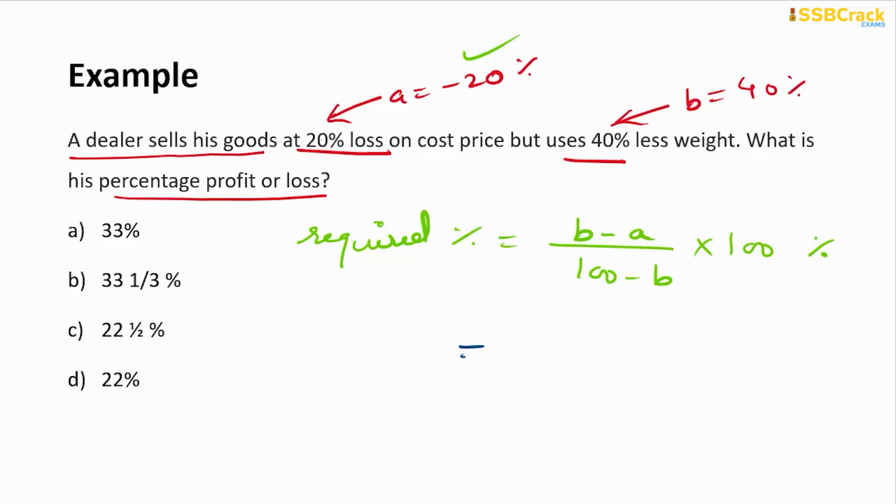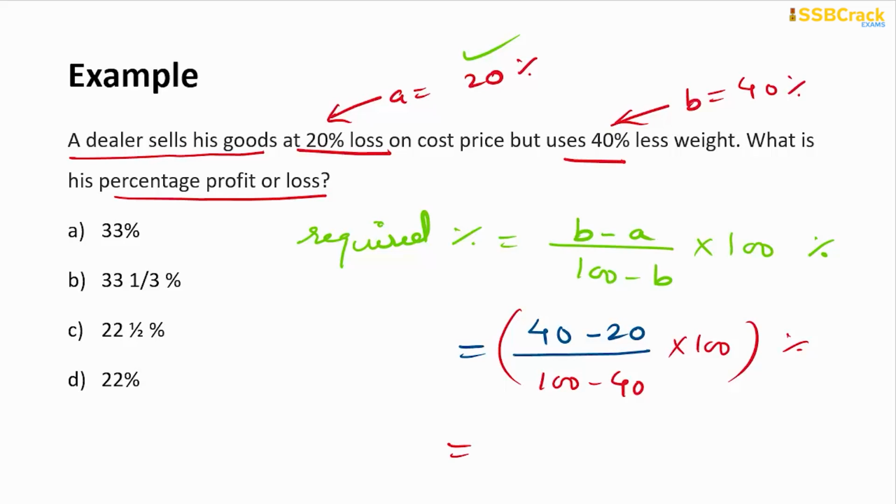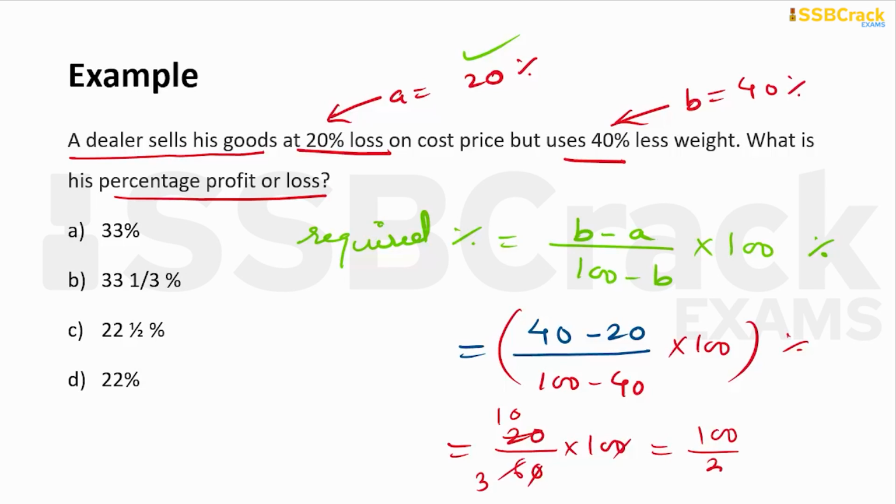Let's calculate. So this will be 40 minus 20. See, do not substitute the value of A as negative. Already in the formula I have made the changes. This was just to make you understand. So 40 minus 20 upon 100 minus 40, into 100 percentage. Let's calculate this. We are going to get 20 upon 60 into 100. So we have this 0 cancel there, 2, 3, 2, 1, 0, right? So we have 10 into 10, 100, 100 by 3. So 100 by 3 is going to give you 33 and 1 by 3. So it's option number B, isn't it?